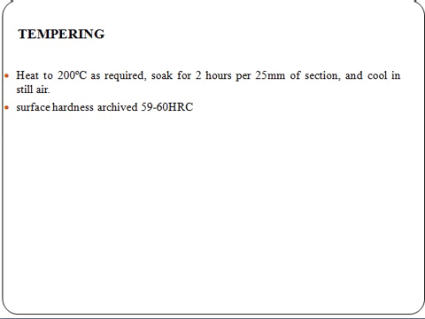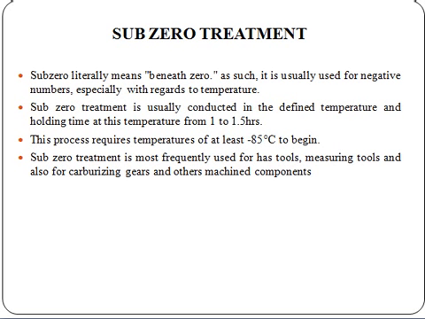Sub-zero treatment. This one is the main implementation in this project. Sub-zero treatment literally means beneath zero. Beneath means below zero. As such, it is usually used for negative numbers, especially with regard to temperature. Sub-zero treatment is usually conducted at a defined temperature and holding time, from 1 to 1.5 hours. This process requires a temperature of at least minus 85 degrees Celsius. Sub-zero treatment is most frequently used for tools, measuring tools, and also case carburized machine components.